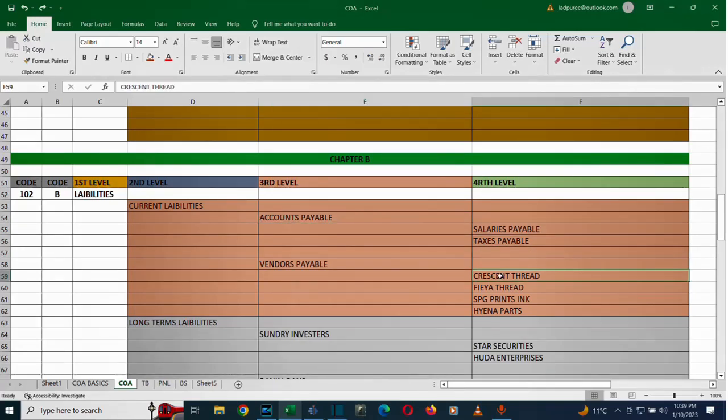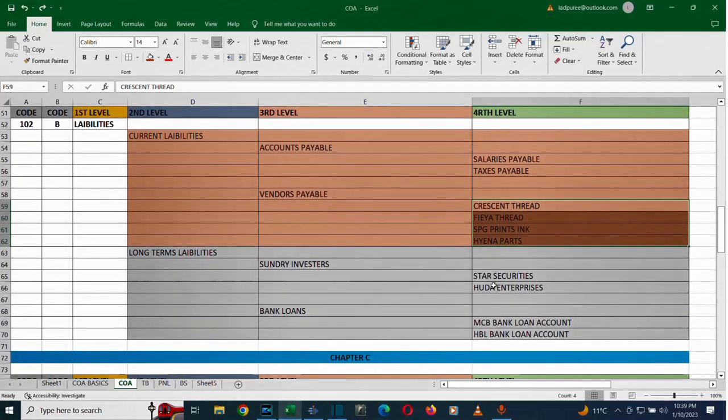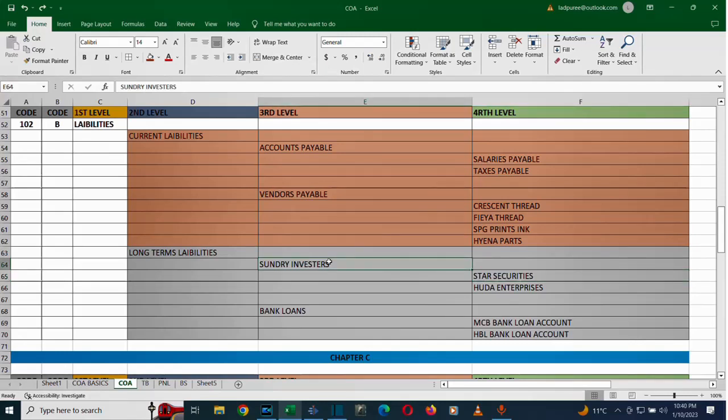A vendor account, a fourth level vendors suppliers names account under the third level vendors payable account. Here we will create accounts with the names of suppliers. As I mentioned in the chart of accounts, you will create your own supplier accounts concerned to your business. A fourth level investor account by names under the sundry investors account. A fourth level bank loan account under the bank loan account.